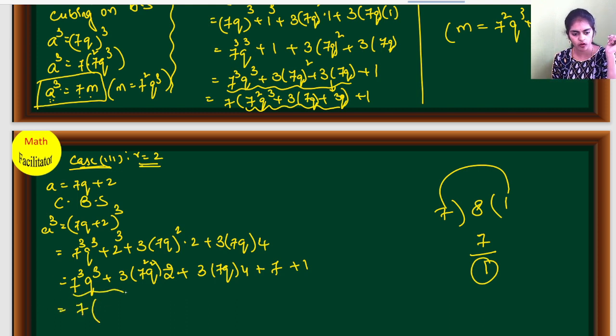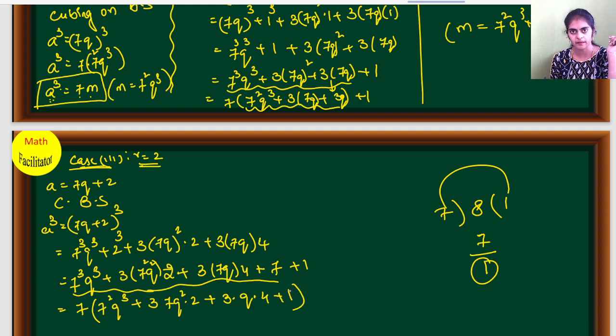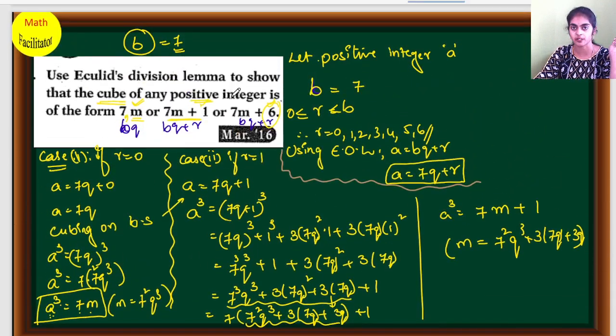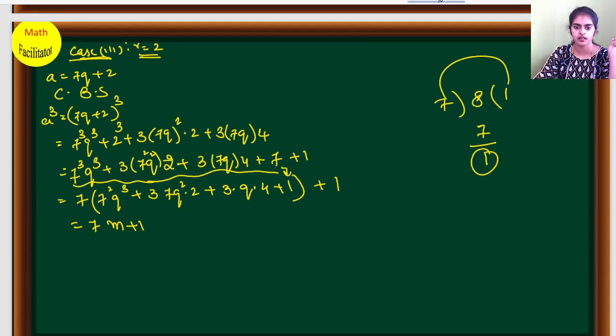I can take common from all of this till here. So I have 7 square q cube plus 3 into 7 q square into 2, and plus 3 into q into 4, plus 1. Out of 7, if I am taking 7 common, you have 1 and plus 1 here. Now this entire thing, whatever I have in the bracket, I'll write it as m plus 1. So again, I got it in the form of 7m plus 1. Till here, is it clear? Okay. So now let's take the next case.